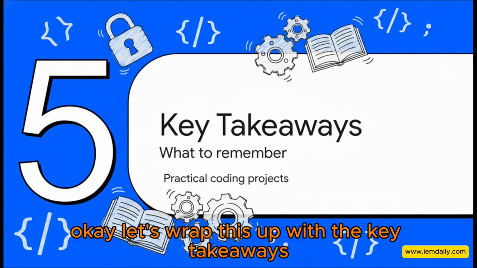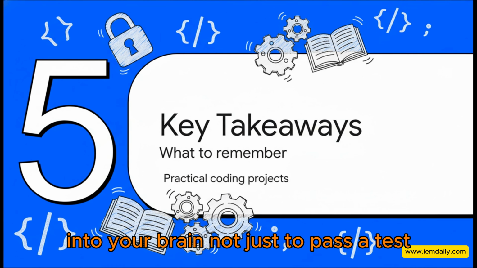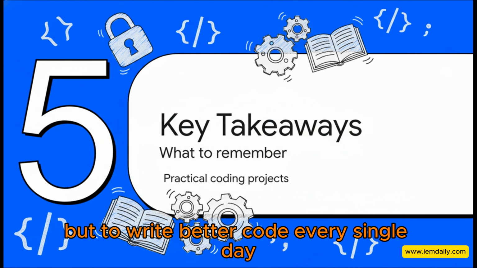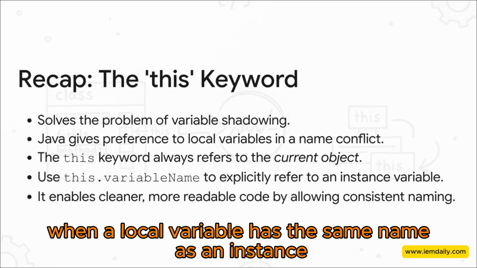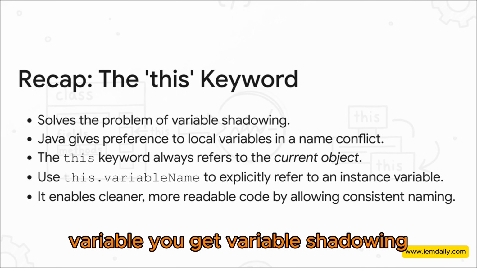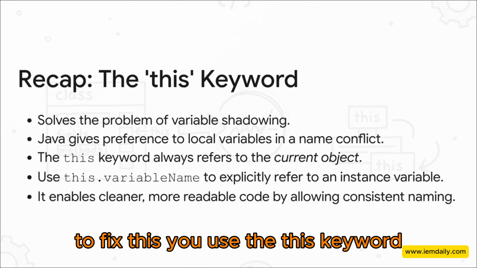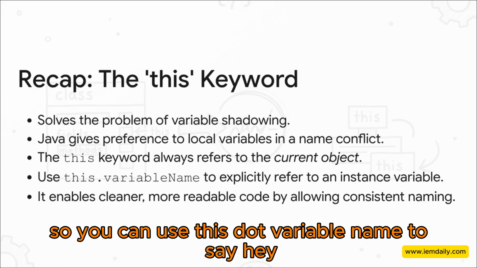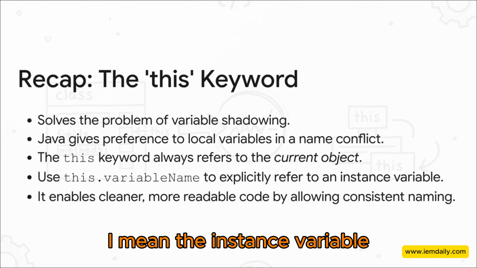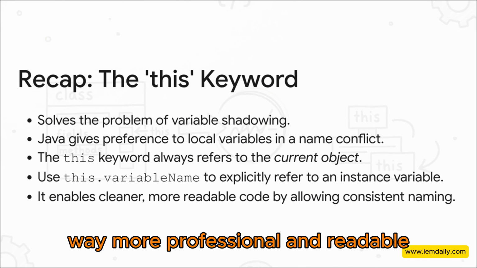Okay, let's wrap this up with the key takeaways. This is the stuff you really want to lock into your brain, not just to pass a test, but to write better code every single day. So to recap everything, when a local variable has the same name as an instance variable, you get variable shadowing. In that fight, the local variable always wins. To fix this, you use the this keyword. It always points to the current object, so you can use this.variableName to say, hey, I mean the instance variable. And remember, this isn't just some weird trick. It's a standard convention that makes your code way more professional and readable.